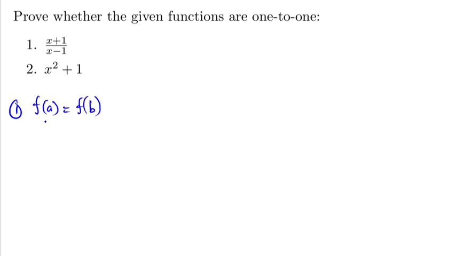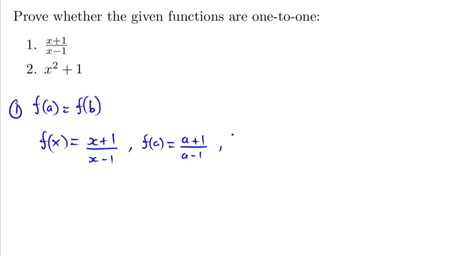So what this means is that if our function f of x is x plus 1 over x minus 1, then what is f of a? Replace x with a, then we'll get a plus 1 over a minus 1. Also replace x with b, so f of b is equal to b plus 1 over b minus 1. Now we have to equate these two functions.